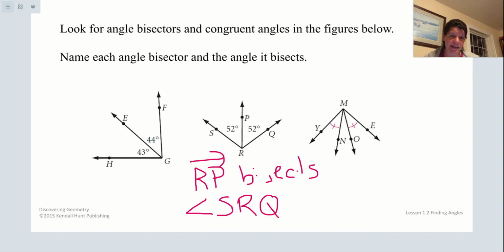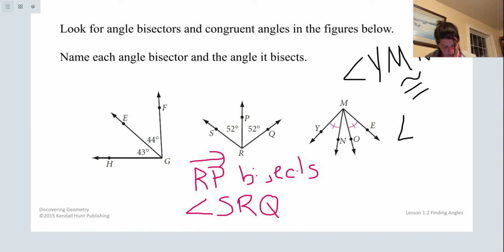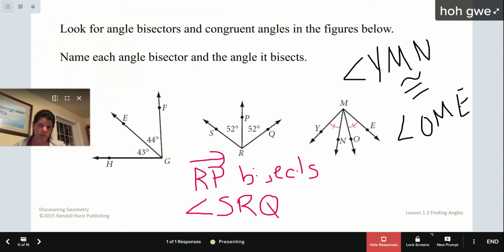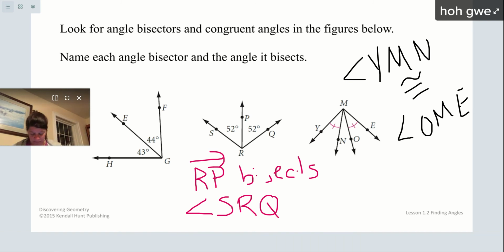And then if we take a look at the last one, we have those congruent marks. And so I know that angle MYMN is congruent to angle OME. I know that those are congruent, but because there's that space in the middle, there is not an angle bisector happening there.